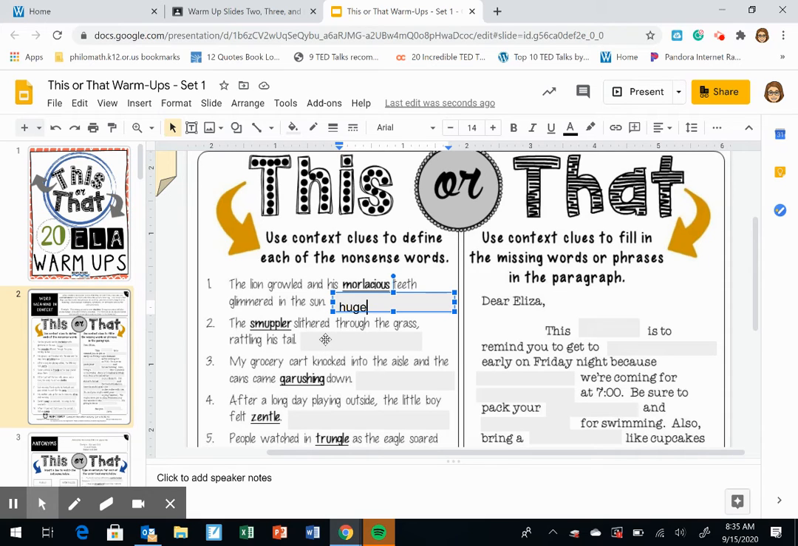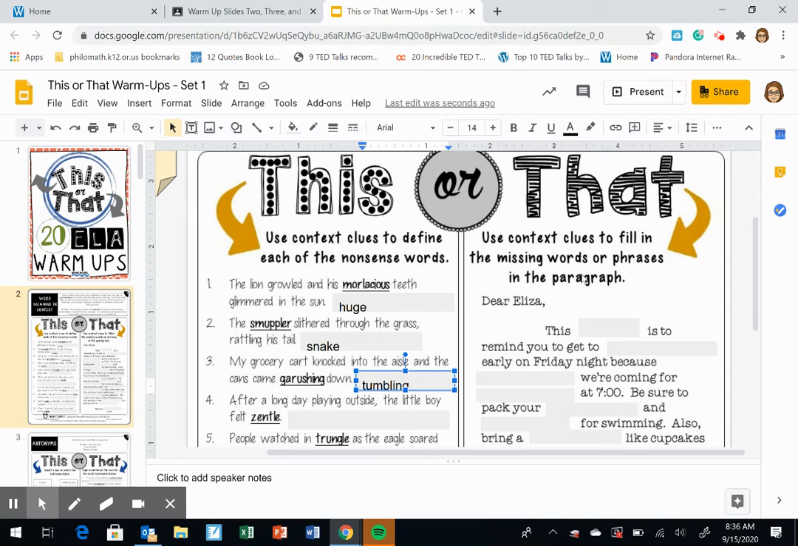The smuppler slithered through the grass, rattling his tail. Well, a smuppler doesn't exist, but it sounds a lot like someone making up a word for a snake. My grocery cart knocked into the aisle and the cans came grushing down. So I'm going to think grushing. It sounds more like tumbling down. So that's what you're going to do for this side. Use these nonsense words, but use context to try to figure out what the word could possibly mean.